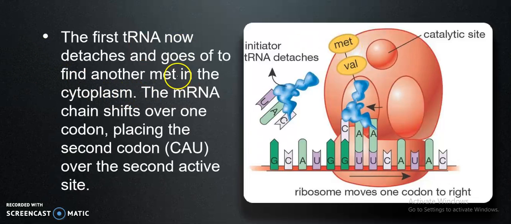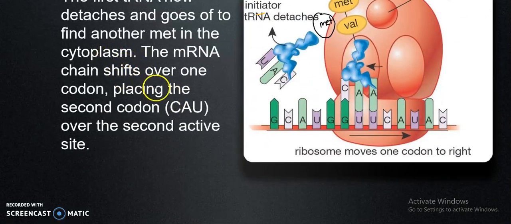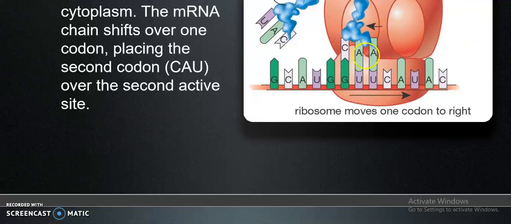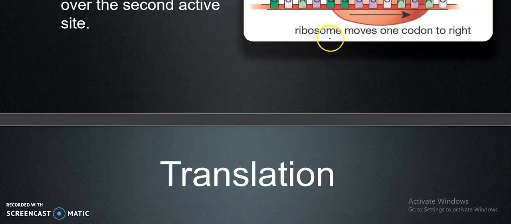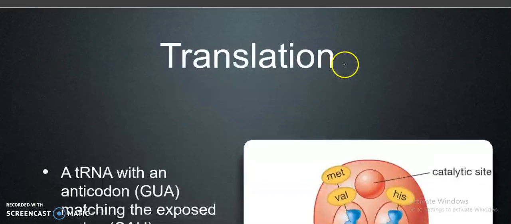goes to find another methionine in the cytoplasm. He will be searching again for another methionine in the cytoplasm and binds there, and then goes back again to the system later for the translation process. So the mRNA chain shifts over one codon, placing the second codon CAU over the second, and then it moves one codon to the right.